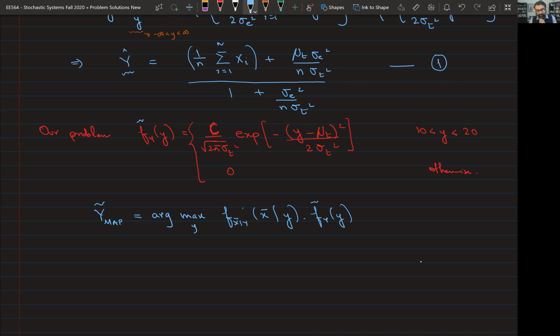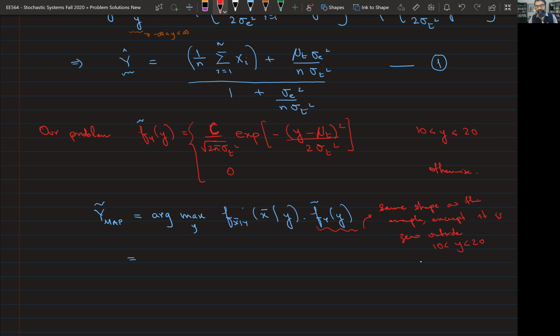The mathematical expression for y is exactly the same. In other words, this thing here is the same shape as the example, except that it is 0 outside of the interval 10 less than y less than 20.